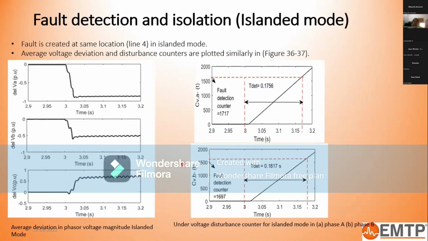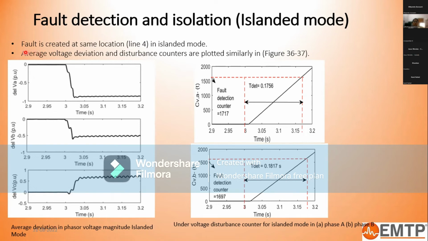Now, apart from grid connected mode, microgrids perform in islanded mode also, which means that the main grid system is isolated from the microgrid part due to some issue, and the microgrid itself is able to operate within itself because it already has some small sources near the load centers.